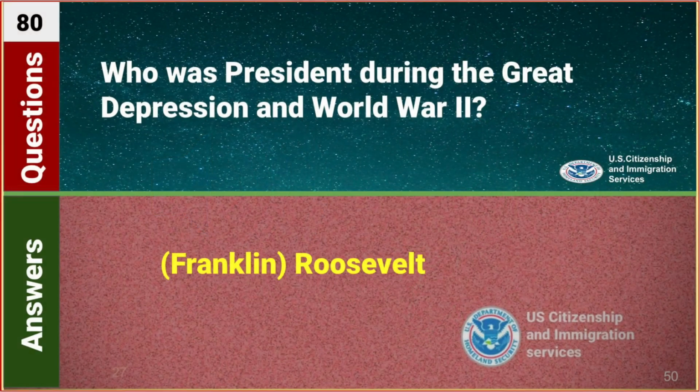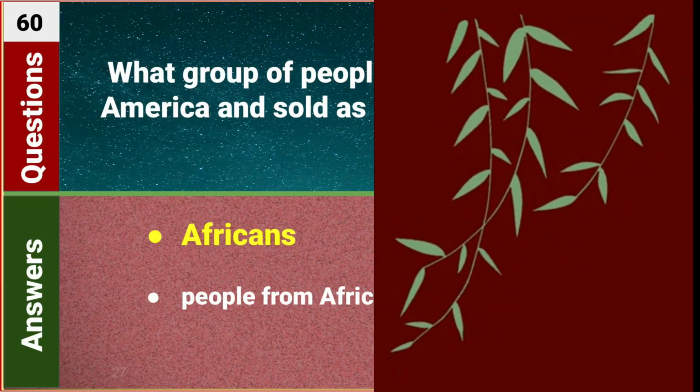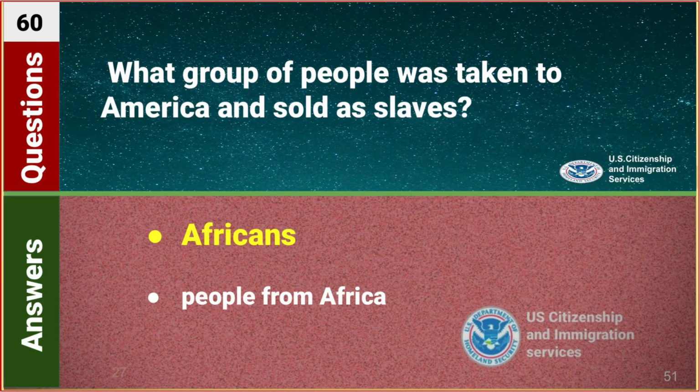Who was president during the Great Depression and World War II? Franklin Roosevelt. What group of people was taken to America and sold as slaves? Africans.